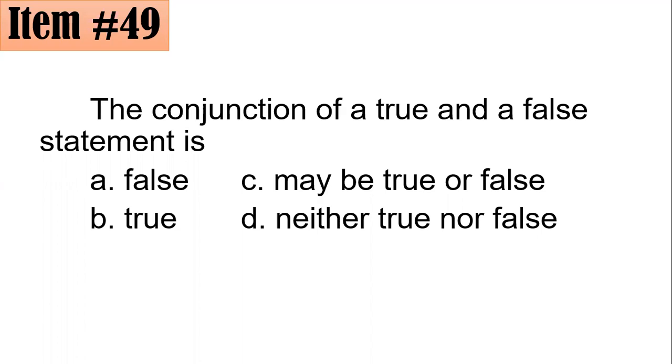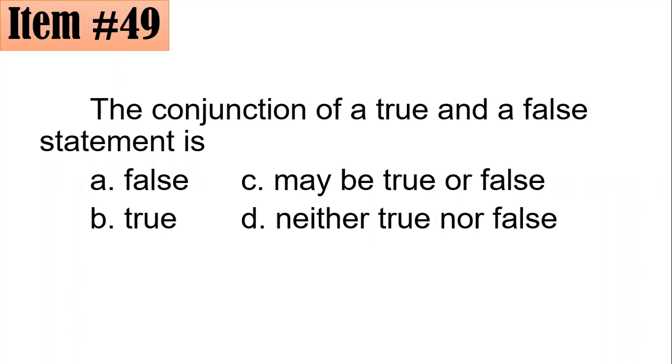Careful, it should be and. So if you are joining propositions by and, which is a conjunction, if you have two or more propositions and everything is true, yes, if everything is true, then the conjunction is true as a whole.